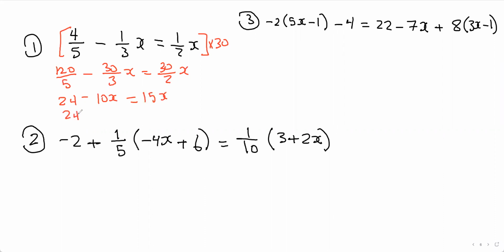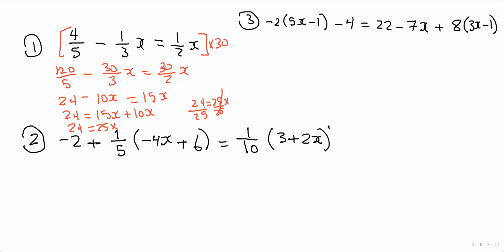Now 24 equals 15x plus 10x, because I'm moving the -10x to that side, and you could do that as well. So now we get 24 equals 25x. If you have 24 equals 25x, you just divide both sides by 25, because you want to get rid of the 25 in front of the x, and therefore x equals 24/25. All right.